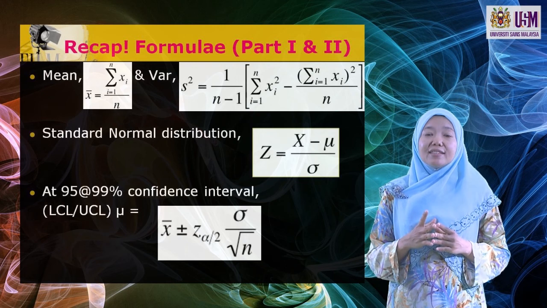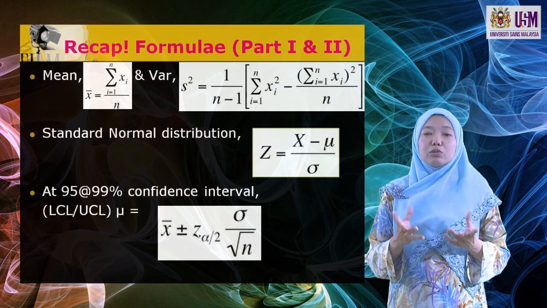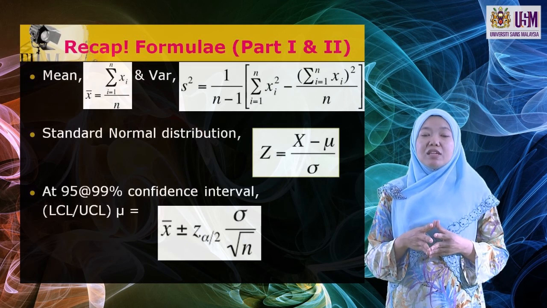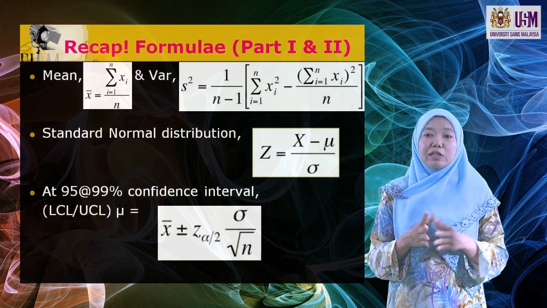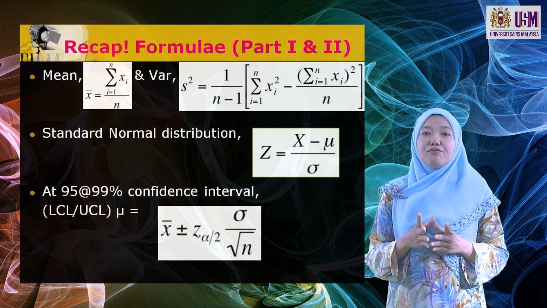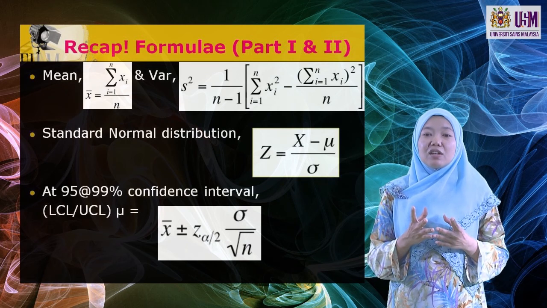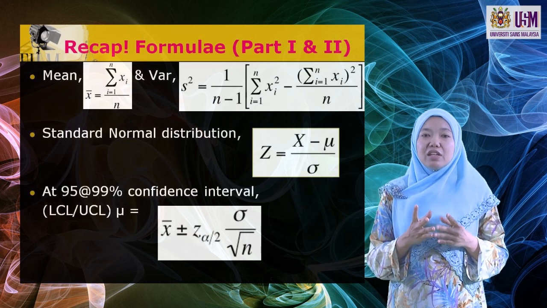So what is x? I hope you still remember that x refers to your random variable, whatever you're talking about. It can be the weight of a student, the income of a country, or the sales value of a company. While mu refers to the population's mean, and sigma refers to the standard deviation of the population.